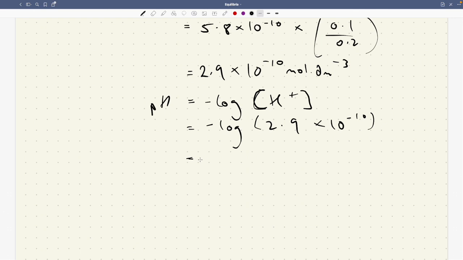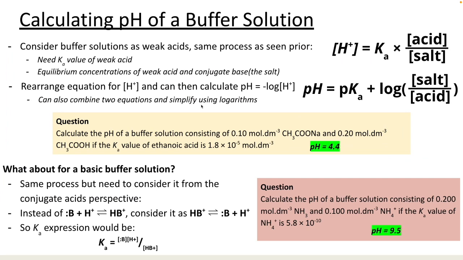This will give us an answer in that alkali region, in that basic region, which is 9.5 to two significant figures, as we were given in our question for our values. So coming over here, we end up with a pH of 9.5. Fantastic. So some calculations there.